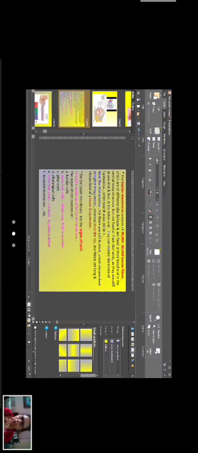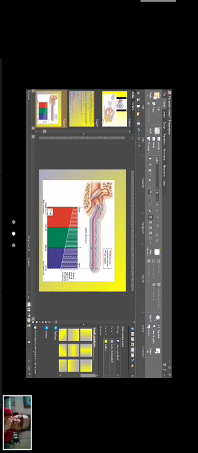Near the oval window, at the start of the scala vestibuli, the fibers are short, so they vibrate best at higher frequency sound. I have given this picture here. You see the fibers are short near the oval window, so they vibrate best at higher frequency sound. This red color shows the higher frequency sound.